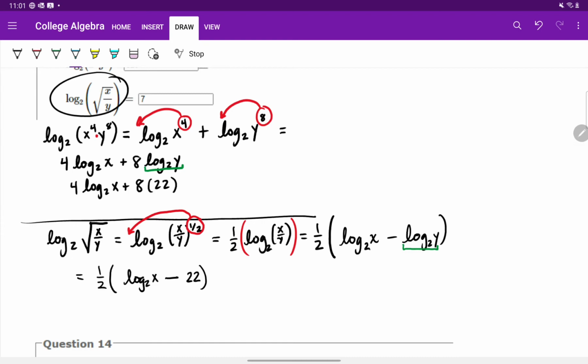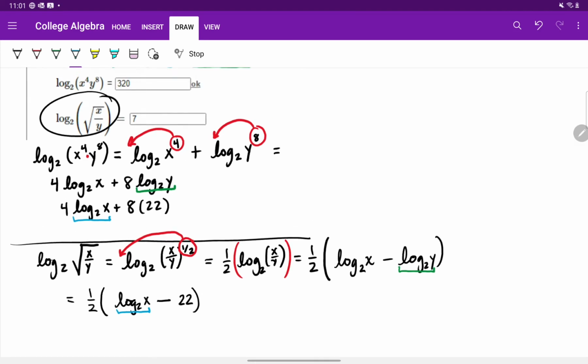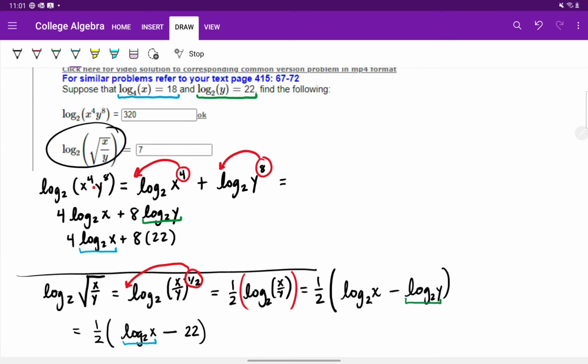The problem is this log base 2 of x is the same thing that's messing us up in the previous problem. We don't know what log base 2 of x is. We know what log base 4 of x is. So we're going to have to do a little bit of algebra voodoo over here. So we know log base 4 of x is equal to 18. Let's convert that into exponential form. That would be 4 to the 18th power is equal to x.